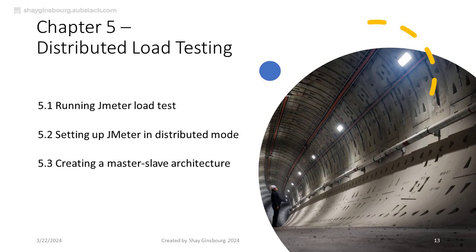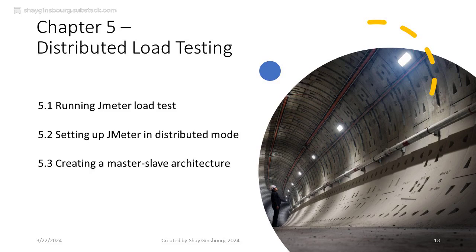Welcome to Chapter 5. As we venture into the realm of distributed load testing, this chapter equips you with the tools and knowledge needed to scale your performance evaluations. Let's explore the key sections. 5.1 Running JMeter Load Test. Buckle up. We'll guide you through executing load tests using JMeter. Learn how to simulate real-world user behavior across distributed environments. This section ensures that your tests are robust, accurate, and scalable.